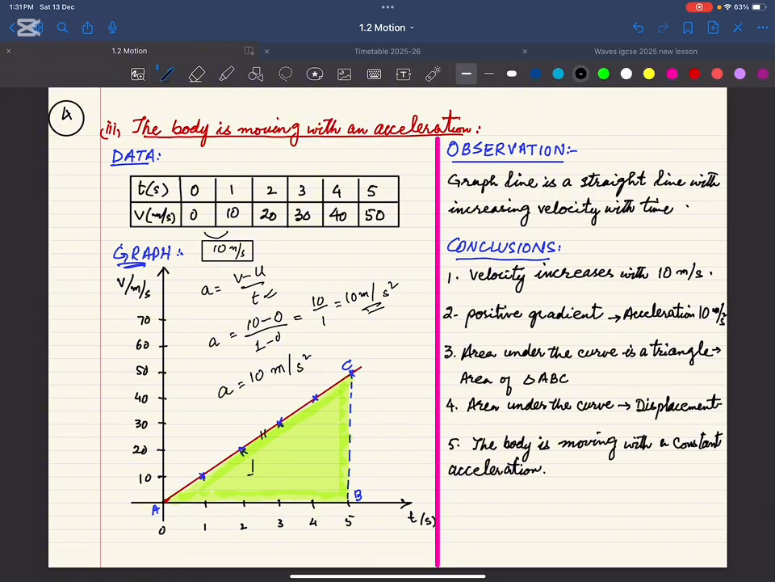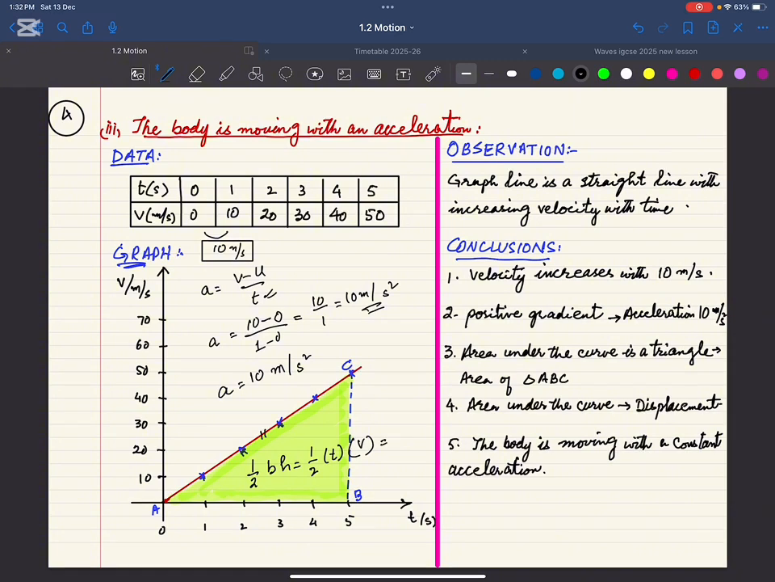So simply you can say that the area of the triangle is given by half base into height. What is the base? You can say this is time, and here you have the velocity. When you use this formula, you will get the result, and this will be the area under the curve, which is nothing but the displacement.